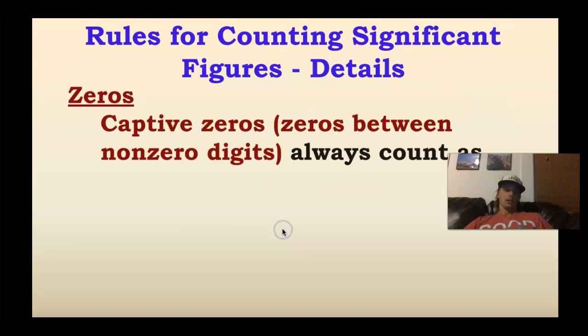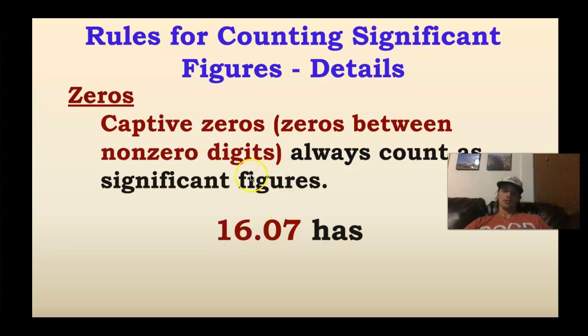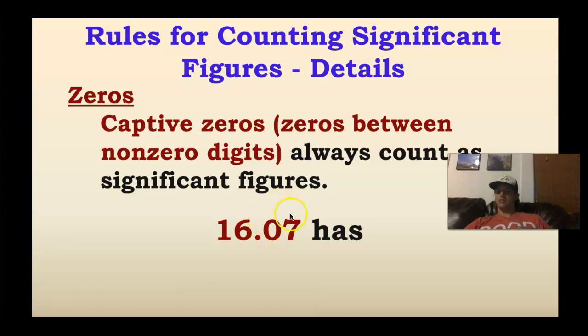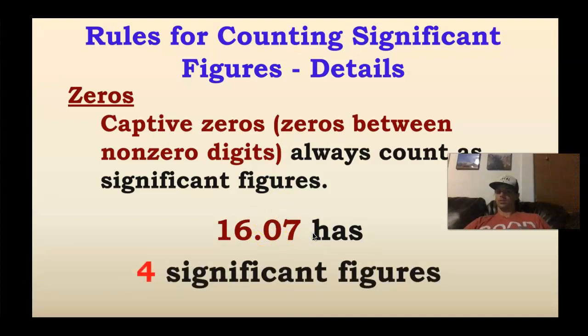Captive zeros. Leading up front, trailing behind, captive in the middle. Stuck in between two non-zero digits. So here I have 1, 2. That zero that's stuck in the middle counts. 3, 4 sig figs.